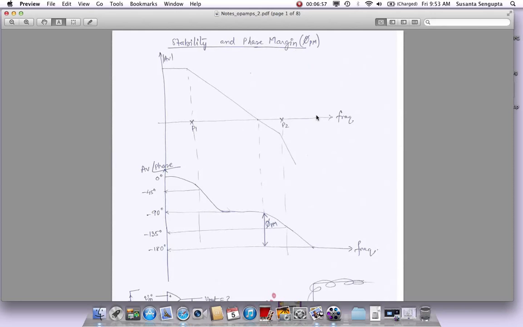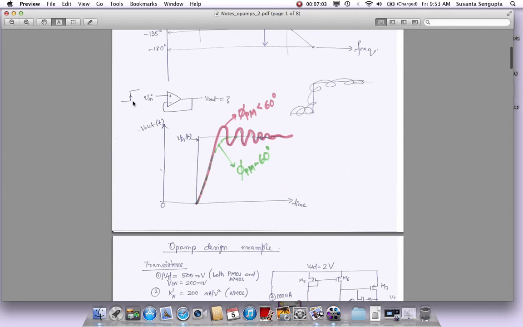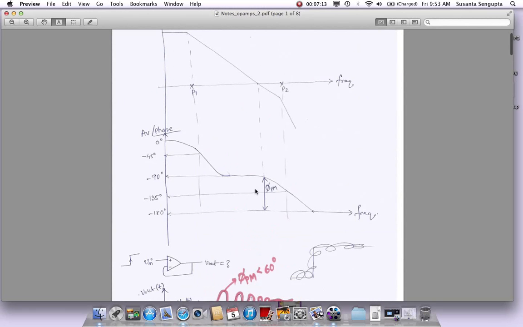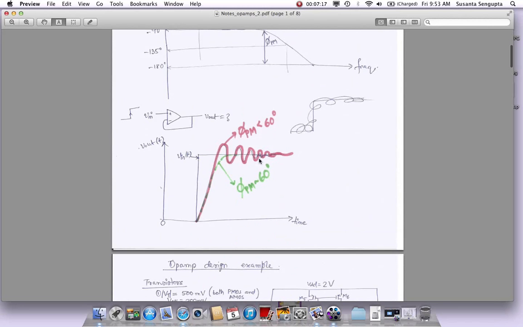That is what we are trying to see. So to excite it with both low frequencies as well as high frequencies, all the frequencies, we put in a step kind of a wave, and we look at a transient, and from the transient we can determine how good is the phase margin. So how do we correlate it?